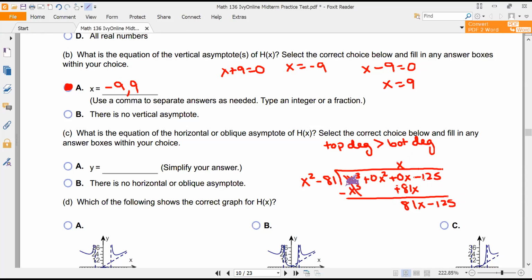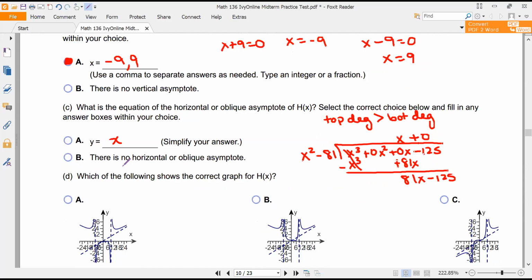So for this piece right here, it looks like we do not get to go any further. So this goes in 0 times. X squared cannot go into something smaller than itself. So this is the equation, just y equals x. There's no need to write the plus 0. And that would be our part C.